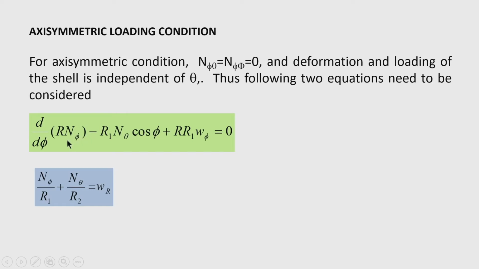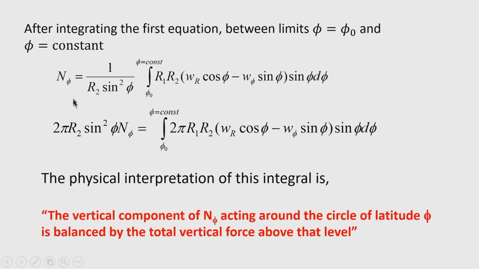So, that is done, and after integrating the first equation, one can get this expression of N phi: 1 by r 2 sin square phi, integration of r 1 r 2 bracket W r cos phi minus W phi sin phi bracket sin phi d phi, and the limit of integration can be taken from any level, say one level is phi naught and another level, another constant, say phi is equal to constant.